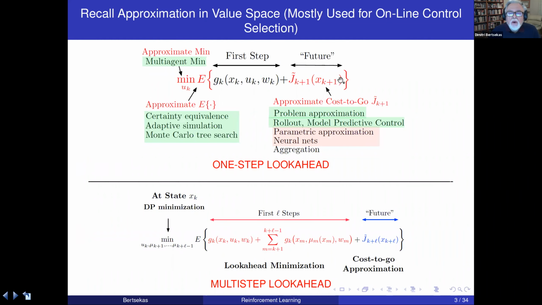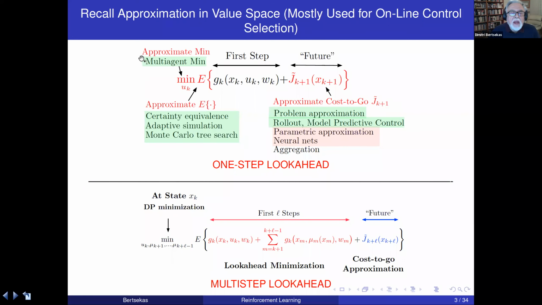Remember the general context, the general structure of approximation in value space. You've seen this figure before. This relates to one-step look ahead. At a given state xk, we select control by minimizing this expression involving the first step and the future as approximated by some approximate cost function, j tilde k plus 1.